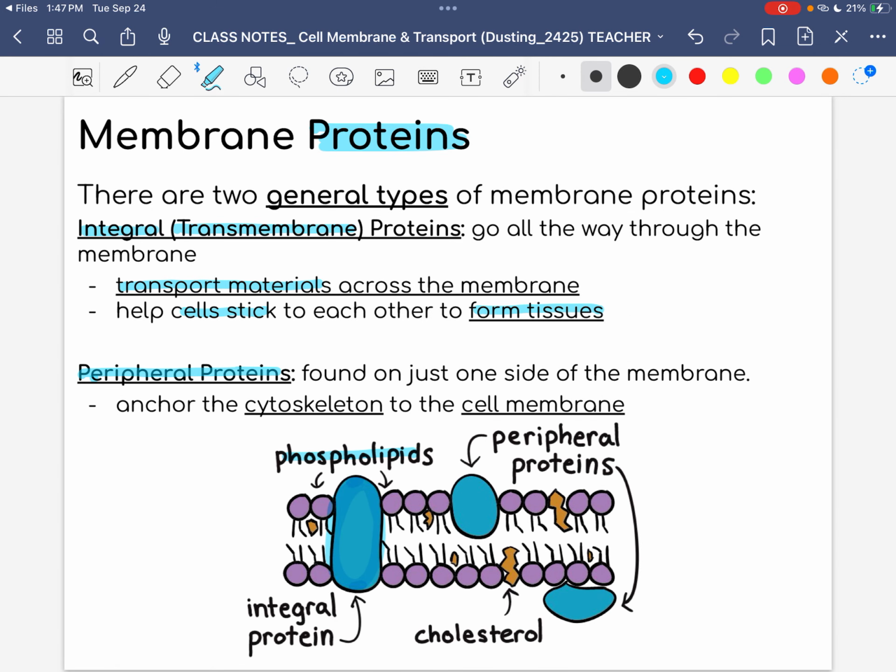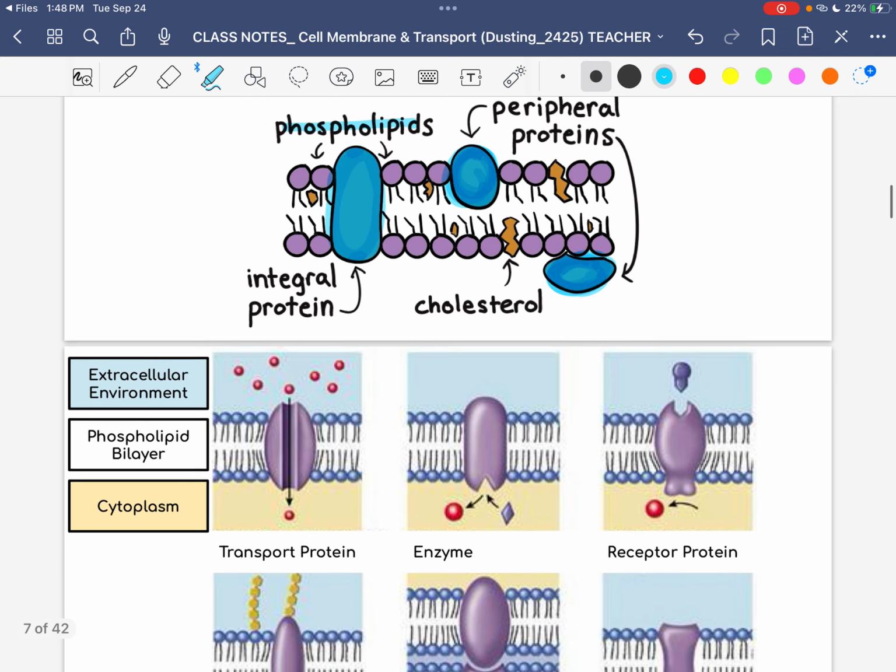The other type of protein is called a peripheral protein, and peripheral means it's to the side, so it's just on one side of the membrane. And so you can see here's a peripheral protein here, and then here's another peripheral protein here. Sometimes like this one here is kind of stuck into one side of the membrane. That happens. Sometimes it's just on the surface of the membrane like this one down here. But their jobs are to connect the cytoskeleton to the cell membrane as one of the main jobs. They have other jobs, but that's kind of one of the main ones.